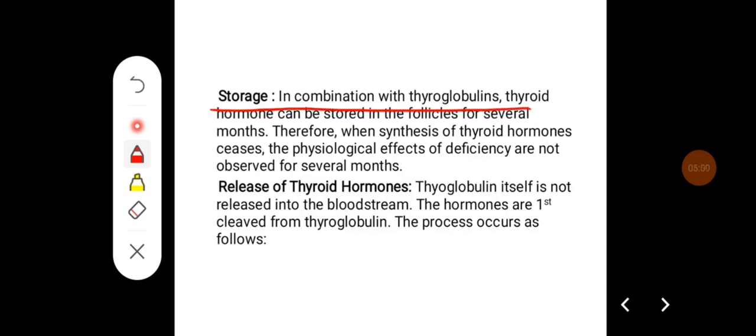In combination with thyroglobulin, thyroid hormone can be stored in follicles for several months. Therefore, when synthesis of thyroid hormones ceases, the physiological effects of deficiency are not observed for several months.